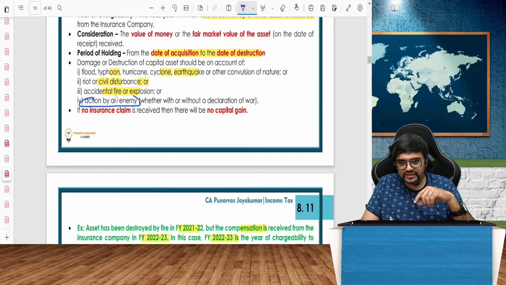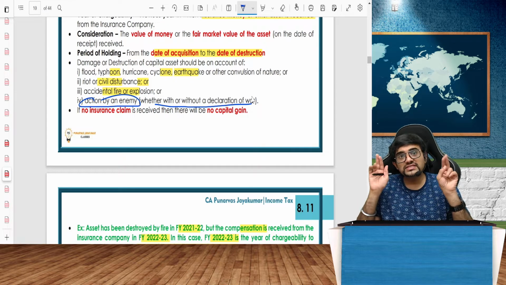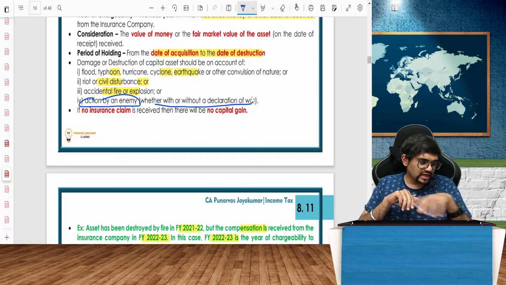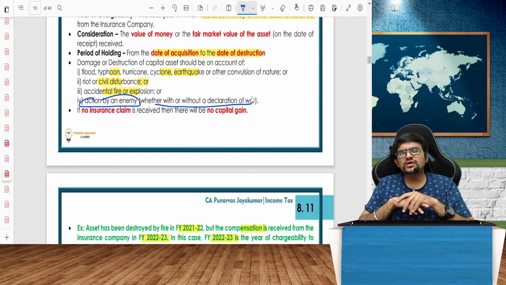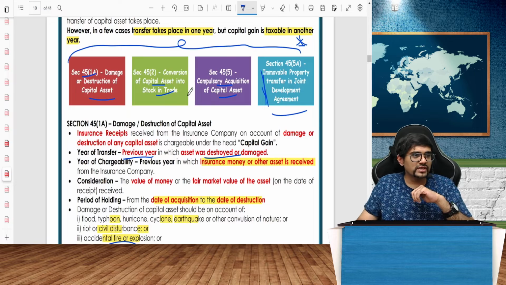Yes, my dear friend, terrorist attack is also involved here. Action by an enemy, whether with or without declaration of war. So, 26/11, that was not a declaration of war by Pakistan, but it was a declaration of war by the terrorist organization. So yes, Taj property, many things got destroyed, Cafe Leopold, anything got destroyed. Will 45(1)(a) apply for the insurance compensation? 100% yes. Got it?